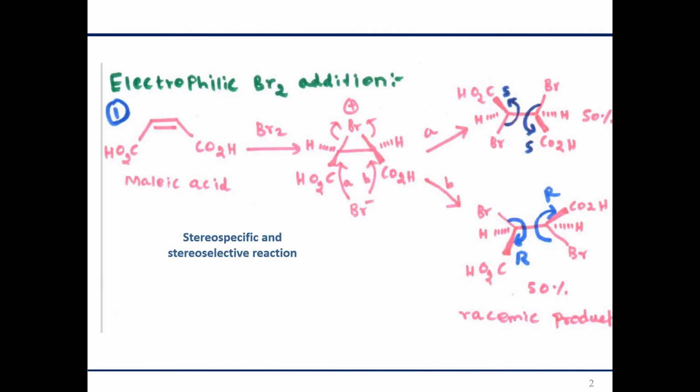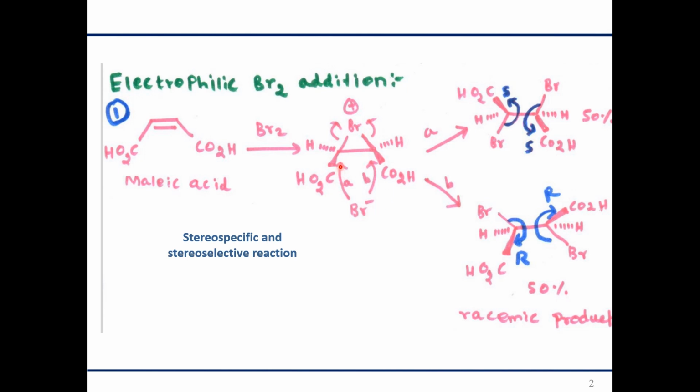Now we will see some stereospecific reactions. The first reaction is electrophilic addition of bromine to maleic acid. Here the maleic acid reacts with the bromine molecule to form the corresponding bromonium ion. Now the bromide ion can attack the A carbon as well as the B carbon.